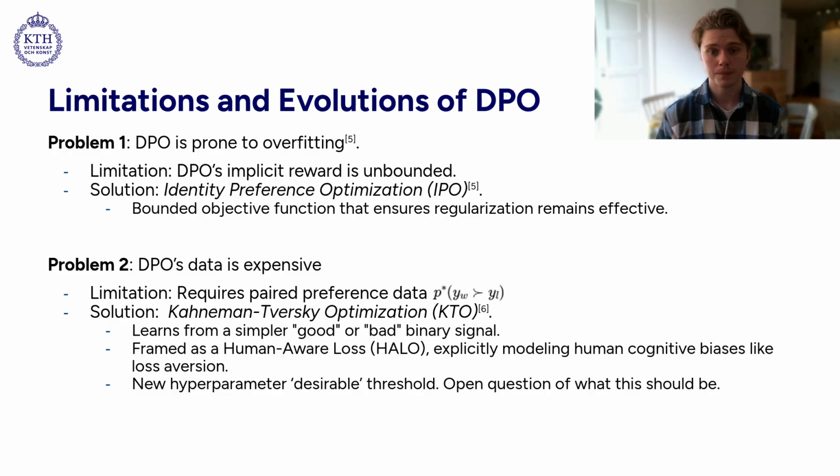So first, DPO has been found to be prone to overfitting, similar to RLHF. And this is a mathematical consequence of its objective function, because DPO's implicit reward is unbounded. So in a finite dataset where one response is always preferred, the reward can approach infinity, nullifying the KL regularization term, or the beta parameter in the case of DPO. An alternative method, which in part attempts to improve upon this, is identity preference optimization, which uses a fundamentally different objective function that is mathematically bounded, ensuring that regularization remains robust.